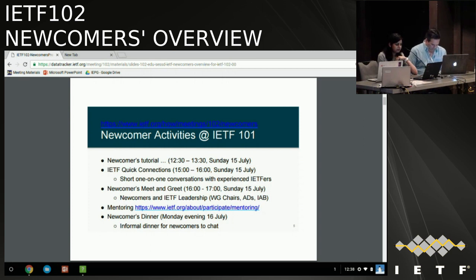Okay, and then we have Monday evening, that is tomorrow. We have newcomers dinner. You guys can go and have chit chat with people. There'll be people from working group session chairs. We'll have area directors, and there are other people as well, I think. It's again a very informal dinner, and you can go and chat with people.